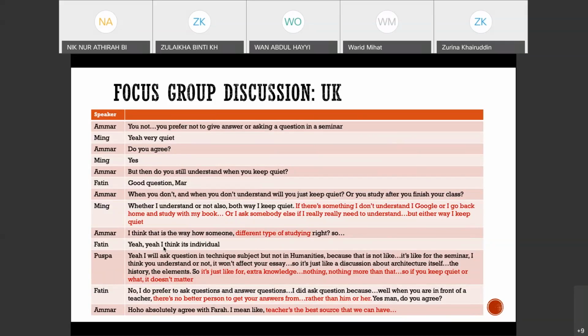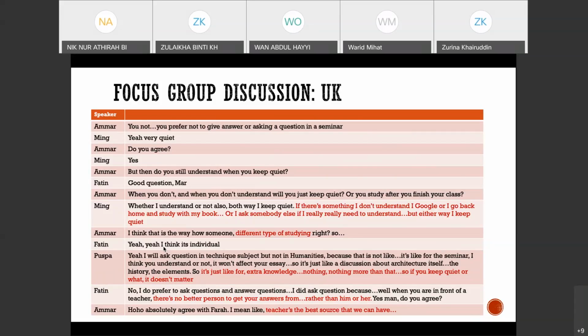We accept that, right? If you see here, Amar says, when you don't understand, we'll just keep quiet or you study after you finish your class. And then Ming said, when I understand or not, both ways, I keep quiet. If there's something I don't understand, I Google and I go back home and study with my book, or I ask somebody else if I really need to understand. But either way, I keep quiet in the seminar. And Amar acknowledged that, oh, it's okay. I think that is the way someone has a different type of studying, right? So again, these students are being attentive.